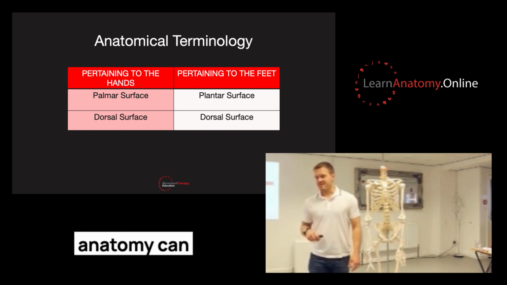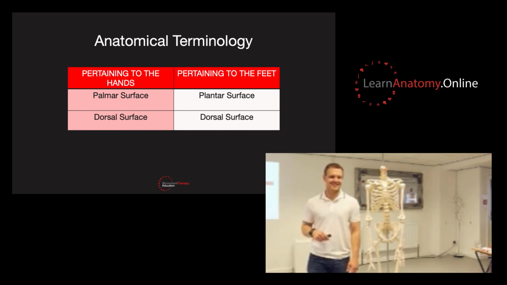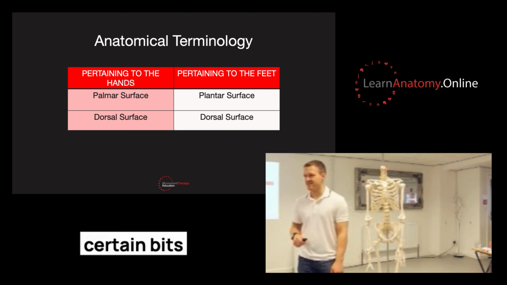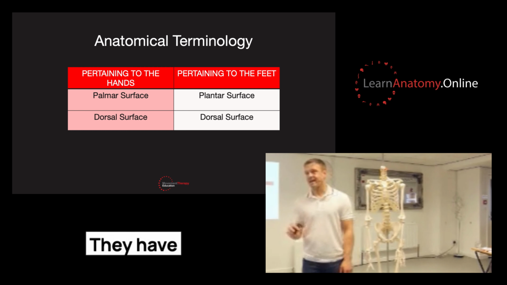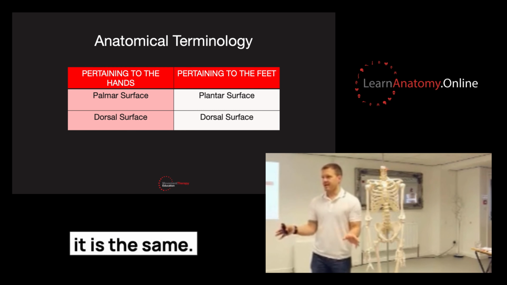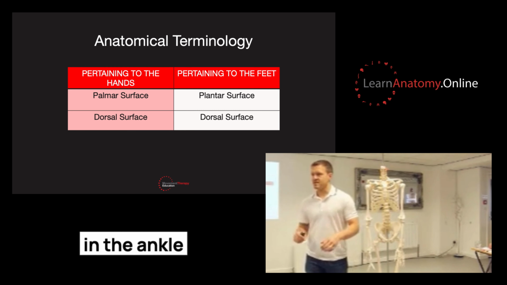This is where anatomy can become a bit confusing, because you've got certain names for certain bits, and the ankle and the feet and the arms, they have certain movements that they can do that no other part of the body can do as well. So most of it is the same. There are slight differences in the ankle and the feet.